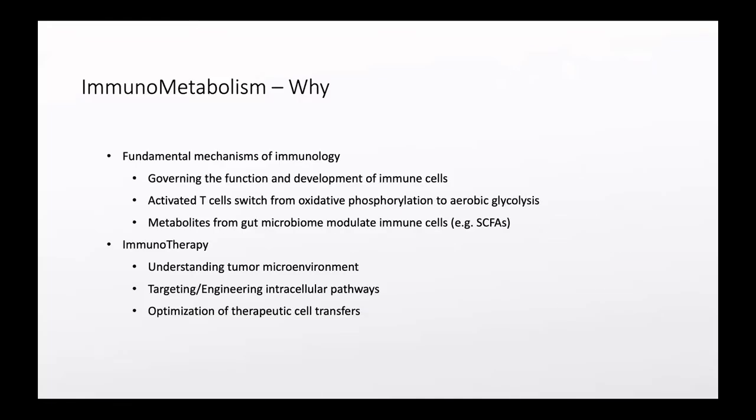Mechanisms in immunology. So we know that metabolic pathways are governing the function and the development of different types of immune cells. Again, the best known examples here are that activated T cells switch from oxidative phosphorylation to aerobic glycolysis. Then short-chain fatty acids from the gut microbiome modulate a lot of types of immune cells in their development. Immunometabolism is also a key area for immunotherapy.